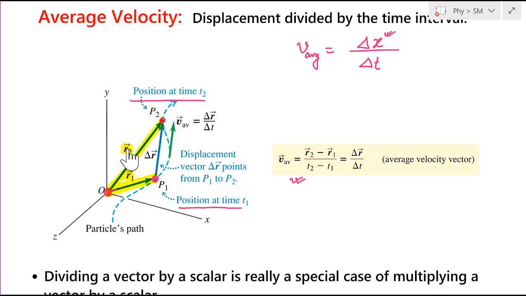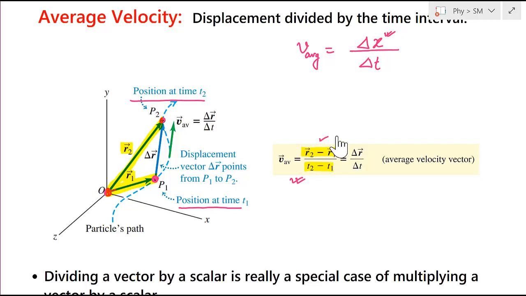Now, average velocity is defined as the change in displacement, or change in position vector, divided by the time interval. So in this case, what is the change in position vector? Final is r2 and initial is r1, so we have to find the change, that is r2 minus r1, and then divide by the time interval. In this case, the time interval is t2 minus t1.